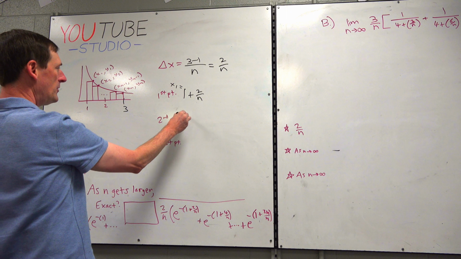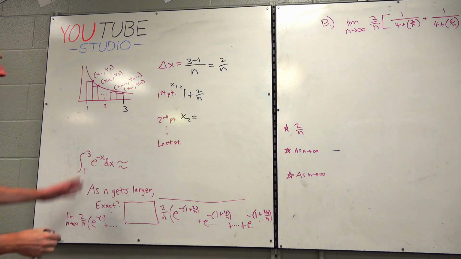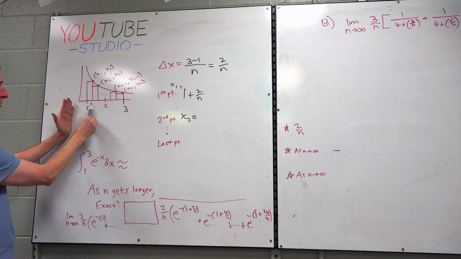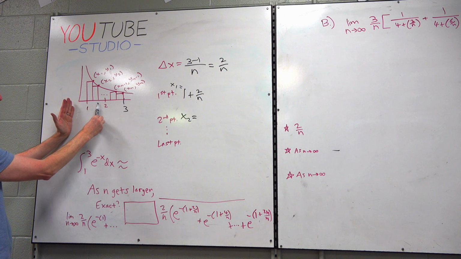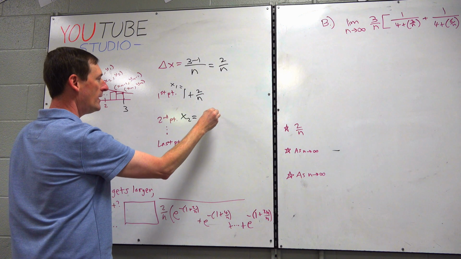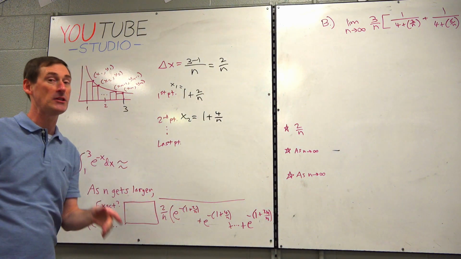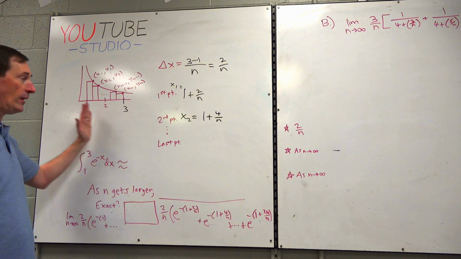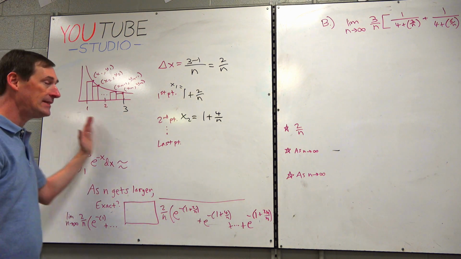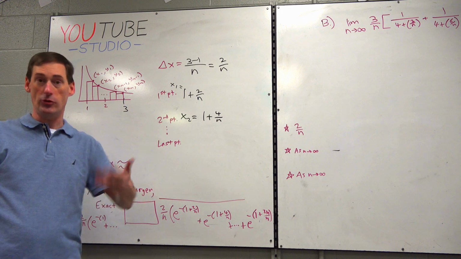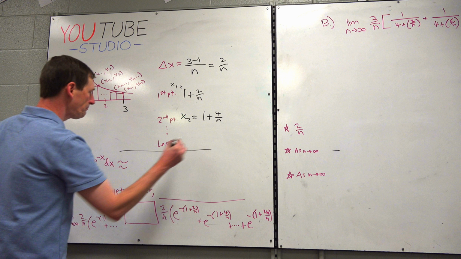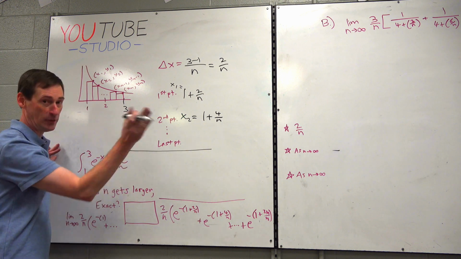Then we get our x sub 2 next. All right, that would be the origin 1 plus 2 over n plus 2 over n. That's 1 plus 4 over n. We're building the same pattern, by the way. You can see this. Then you get 1 plus 6 over n, 1 plus 8 over n, 1 plus 10 over n. And we don't know what n is, so you just keep going, keep going, keep going. Okay, last point. We'll do our calculation over here first, like we did before.